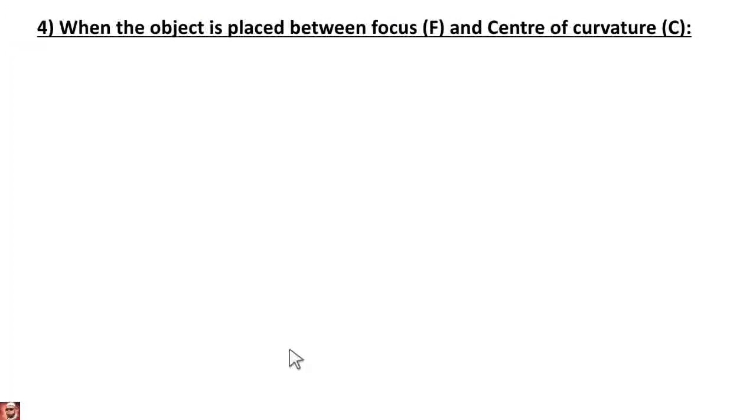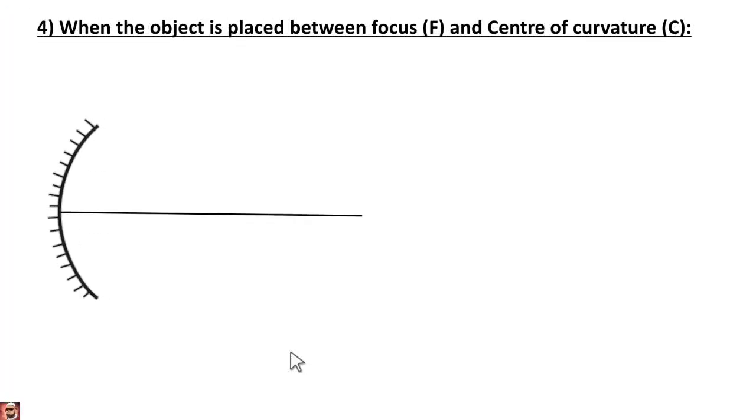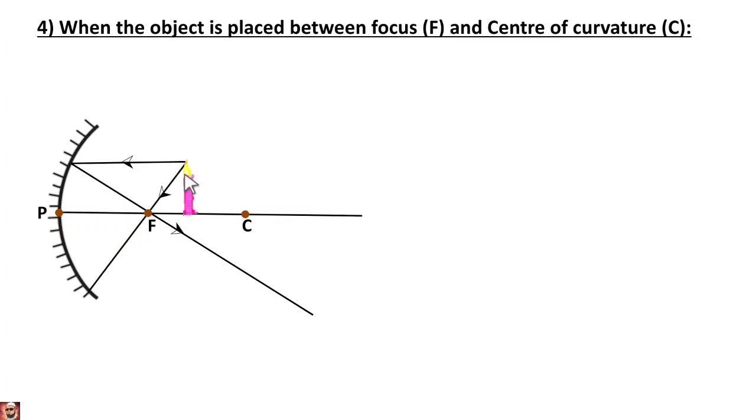When the object is kept between focus and center of curvature, again we have to consider the two rules. First rule is incident ray is parallel to the principal axis, reflected ray is passing through focus. Second is incident ray is passing through focus, reflected ray is parallel to the principal axis. The image is forming where the two reflected rays are meeting. So here you can see that the two reflected rays are meeting at this point. So the image will be like this.